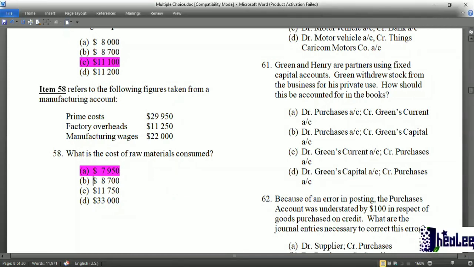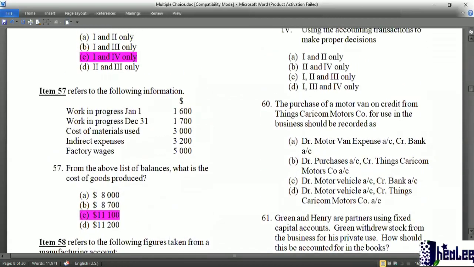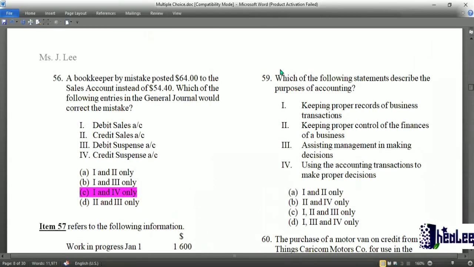$7,950. We're going to move into question 59, and it reads, which of the following statements describe the purpose of accounting? Keeping proper records of business transactions, yes. Keeping proper control of the finances of a business. Assisting management in making decisions. Using the accounting transactions to make proper decisions. You can't use the accounting transactions to make proper decisions. So it therefore means that your response is 1, 2, and 3.